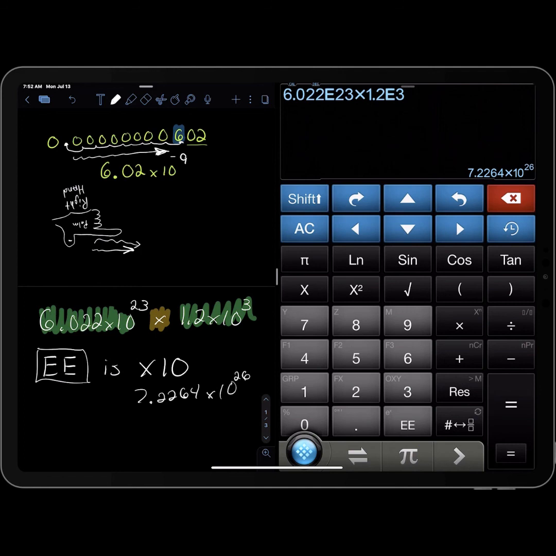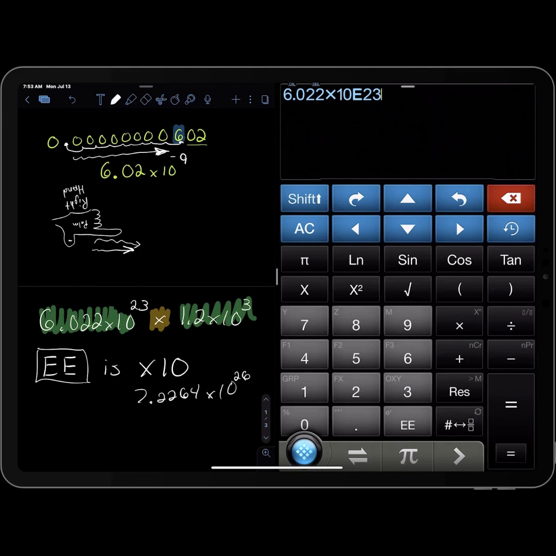Mistakes come into play when instead of putting it in that way, you go like this: 6.022 times 10 EE 23. That's not right, because what this is going to do is it's going to take your 6.022, multiply it by 10, and then put an exponent of 23 onto that power of 10, and that would actually be 6.022 times 10 to the 24th. Don't do that. Okay.